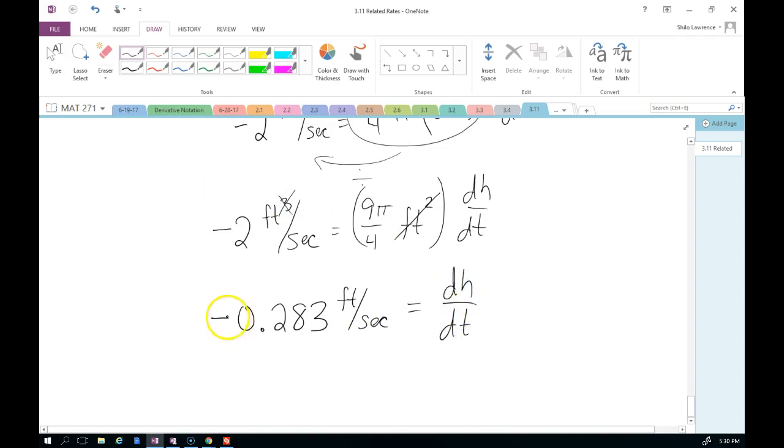So it came out negative because we are draining this cone. So the depth of the water is falling. That's what the negative means. So the depth of the water is falling by 0.283 feet per second.